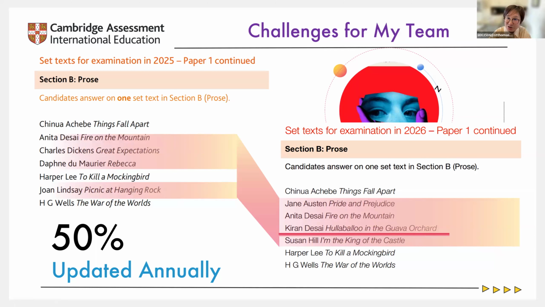What truly sets the literature course apart is the dynamic syllabus. To keep the material culturally diverse, relevant, and fair for assessment, this list of set texts is updated every year. To put that into perspective, about half of the prose texts you can see here for 2025 will be replaced by the 2026 exam. So for our team, this translates into a constant cycle of redesigning significant portions of our lesson and teaching material.